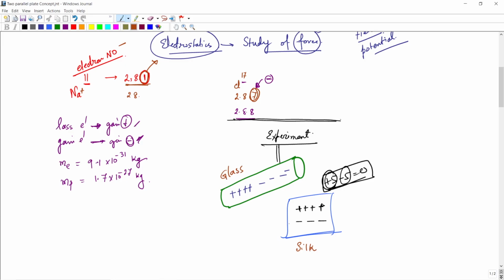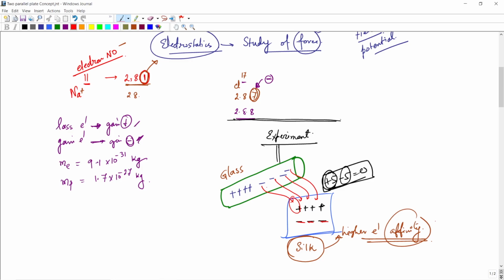Okay, you know that silk has higher electronegativity, higher electron affinity. That's why after rubbing, silk acquires a negative charge, as electrons move from the glass rod to the silk. So the silk gains negative charge and only has minus charge here.